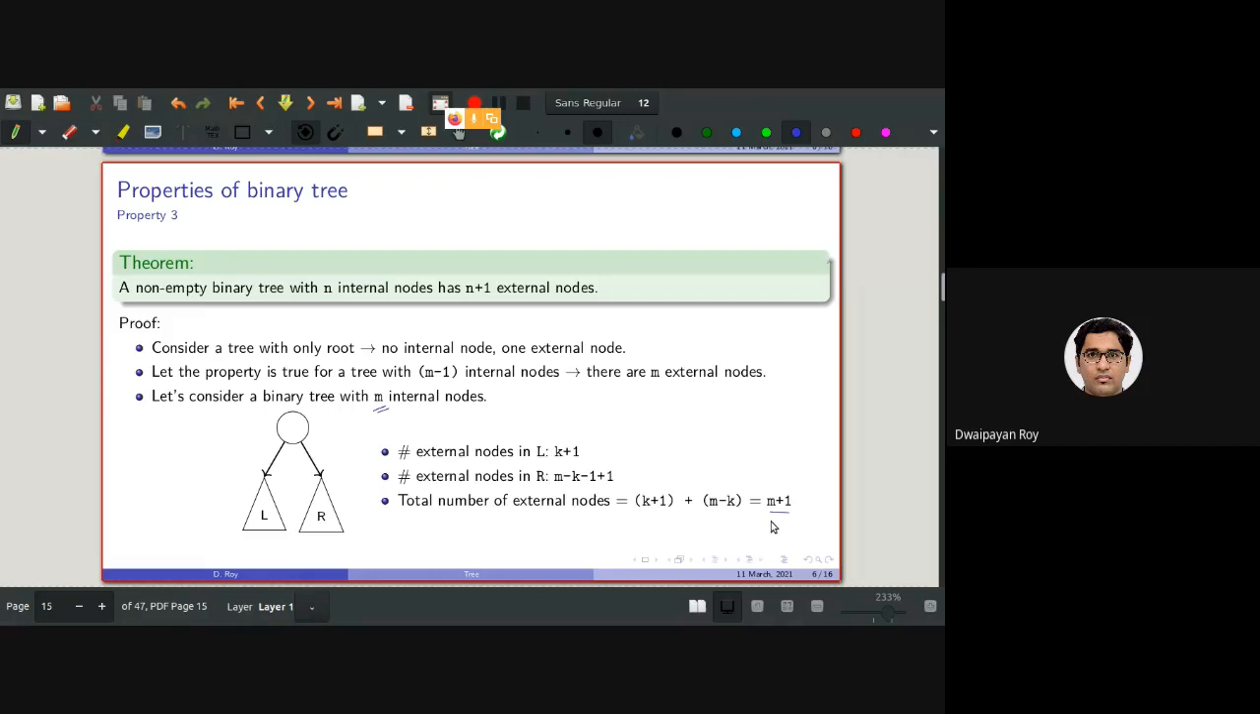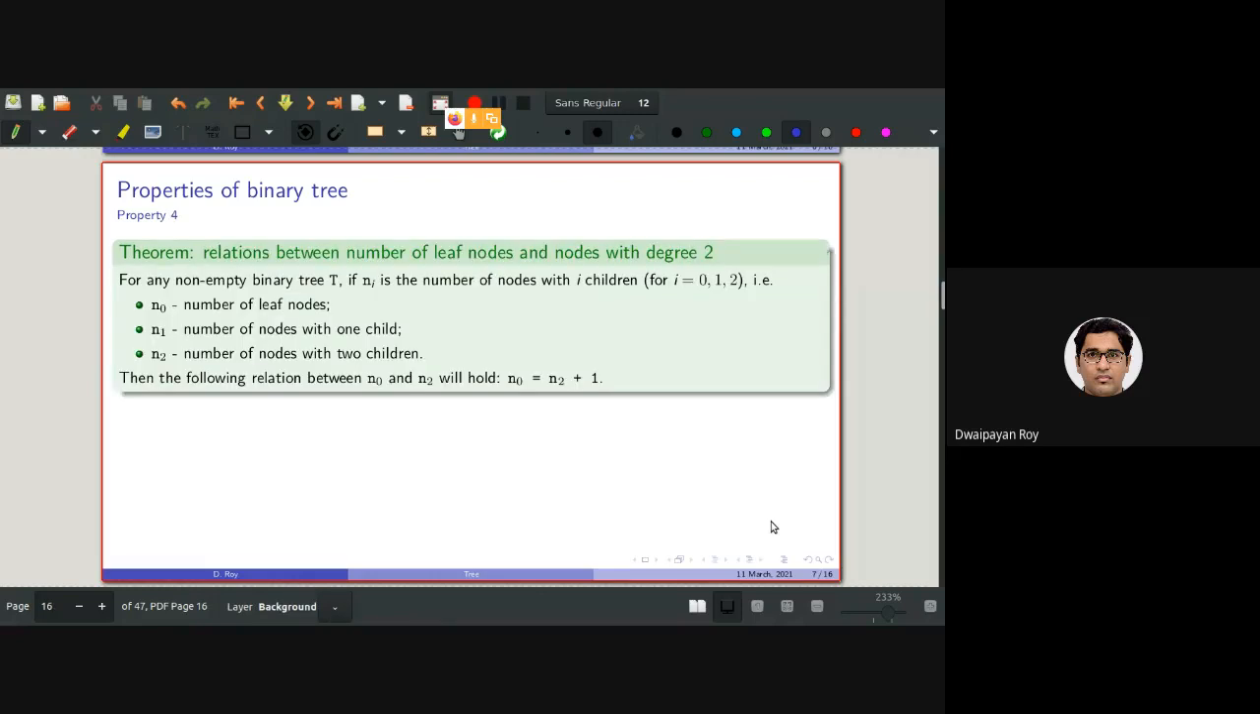All right. So next, let's move on to the fourth property. The fourth property states that the theorem is for any non-empty binary tree. Let me ask you this: why am I specifying this non-empty thing again and again? If a node has only one child, then it will not be true. The last theorem, correct. And also a non-empty binary tree is also a binary tree.